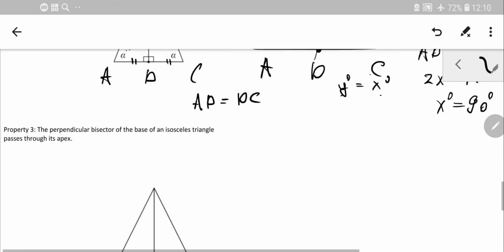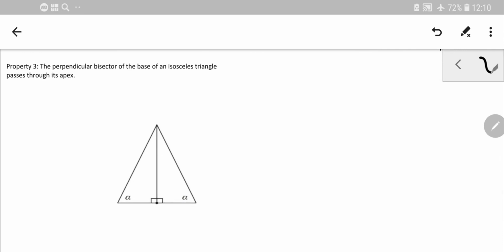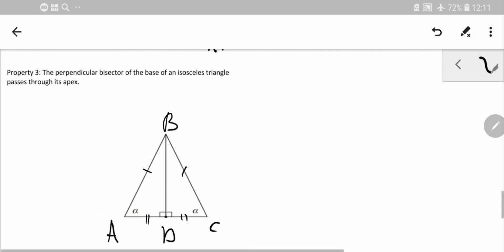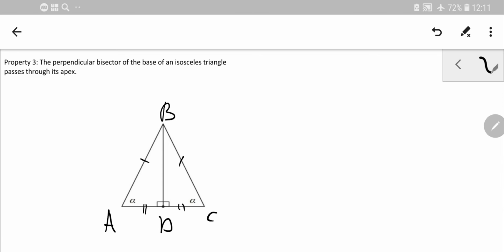Alright, so property 3: the perpendicular bisector of the base. The perpendicular bisector bisects the base of an isosceles triangle, meaning we have two equal sides, and passes through its apex. So A, B, C, and D. We can assume a contradictory statement: let's say it does not go through the apex B, which is the apex.